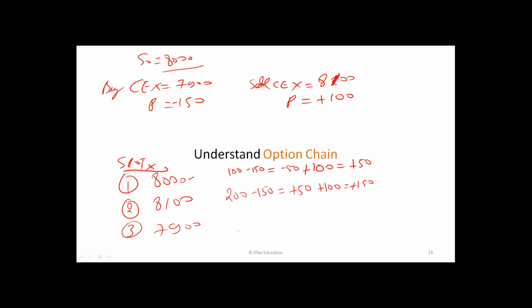In the third case, the market went down. So for the 7,900 call, the entire 150 premium is gone, for the call buyer. And you're going to receive a premium from the call seller. This profit is entirely your profit. So here your loss is 50. Fine. So 50 profit in the first case, 50 loss in the third case, 150 profit in the second case. Are we okay with this? Any confusion?